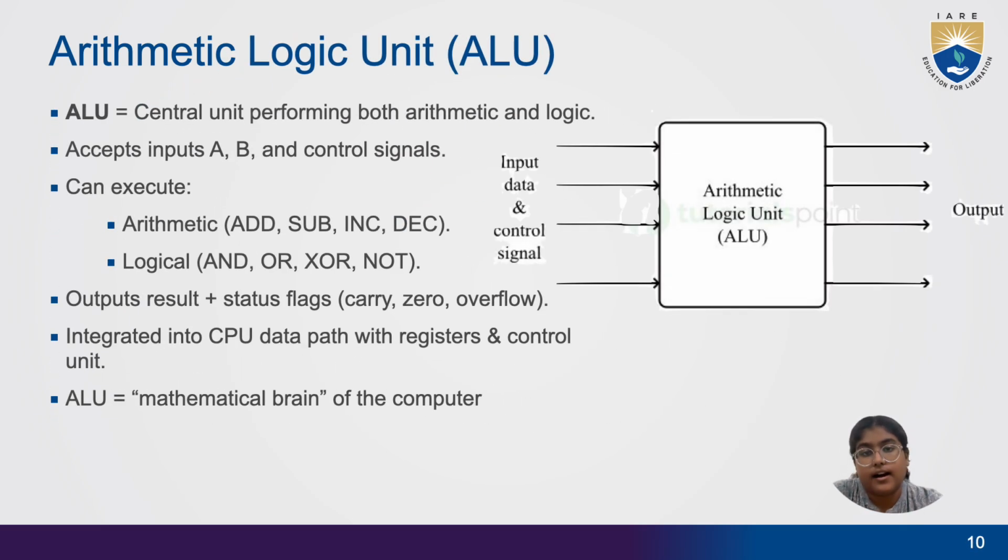At the heart of every CPU is the ALU, the arithmetic logic unit. The ALU combines both arithmetic and logical operations in one integrated unit. It accepts inputs A and B, applies control signals, and produces outputs along with status flags like carry, zero, and overflow. When you hear people say the CPU executed an instruction, most of the time it means the ALU performed a microoperation. That's why we often call the ALU the mathematical brain of the computer. Without it, computation as we know it would not exist.